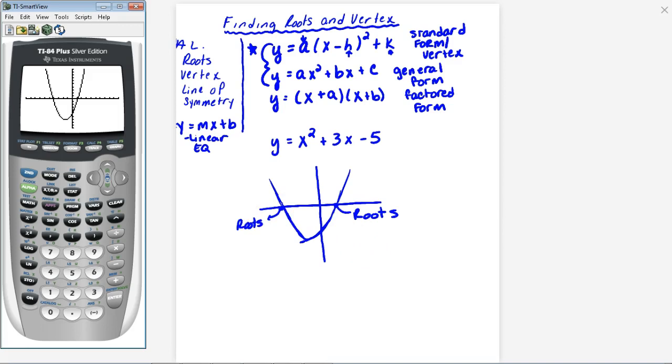Okay, where it crosses the x-axis, this is the x-axis, this is the y-axis. Those are the roots. The bottom point, the minimum point here, and sometimes it's the maximum point, is going to be the vertex. And the line of symmetry is this line that goes straight up from the vertex.